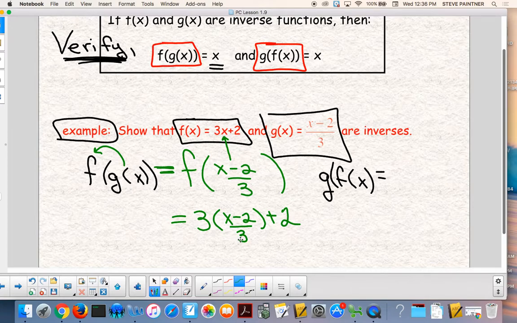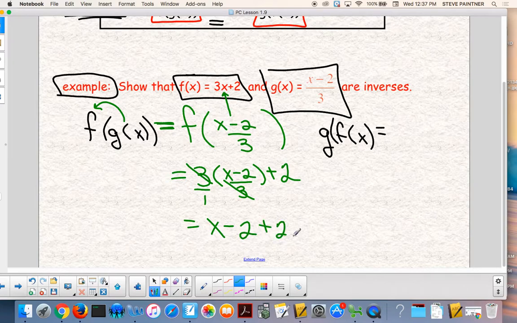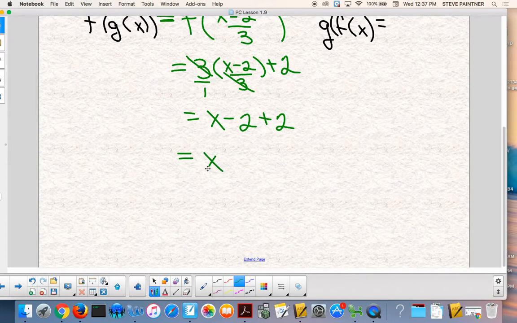Now it comes down to Algebra 1. Did you learn your Algebra 1 skills? How do you simplify that? The 3's cancel out, because it's 3 over 1 times this over this. It's just two fractions. When you multiply two fractions, cancel what you can. The 3's are the same number. So you end up with what? x minus 2 plus 2 is x.